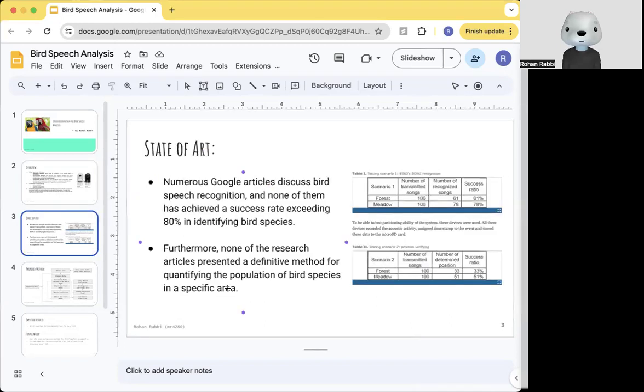State of the art. I have been through numerous Google articles discussing bird speech recognition, and none of them has achieved a success rate exceeding 80% in identifying bird species. As you can see on the right-hand side of the slide, the success ratio is 78%. Furthermore, none of the research articles presented a definitive method for quantifying the population of bird species.